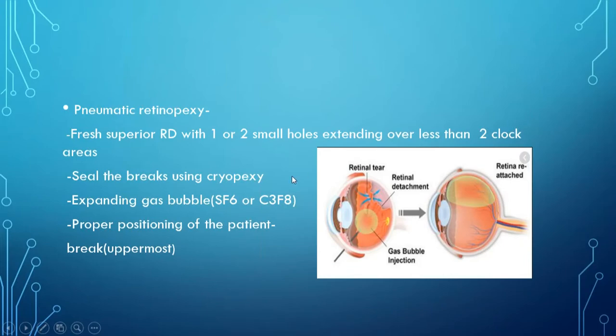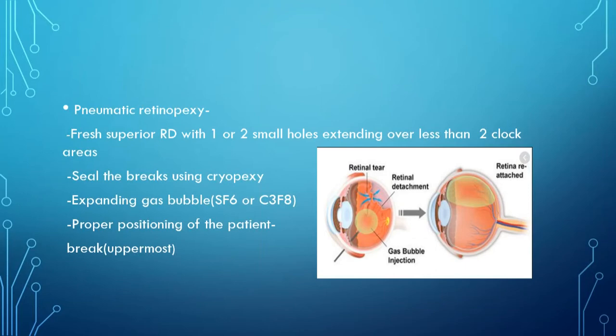Next method is the pneumatic retinopexy. Usually pneumatic retinopexy is preferred whenever there is a fresh superior retinal detachment with 1 or 2 small holes which extend over less than 2 clock areas. That is only for areas where there are retinal holes in the superior temporal region.